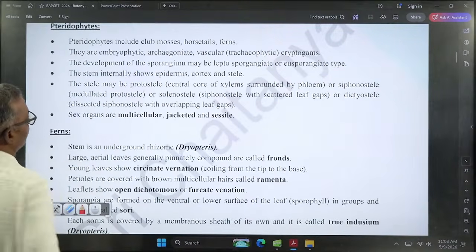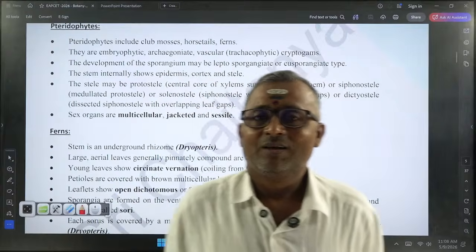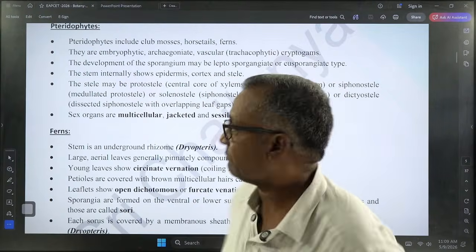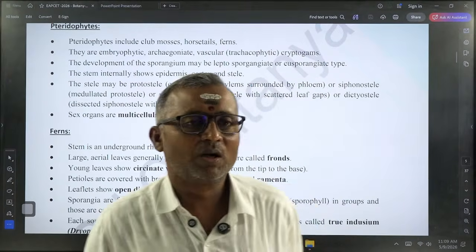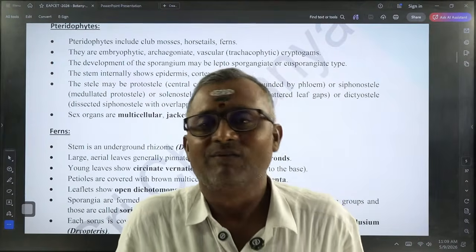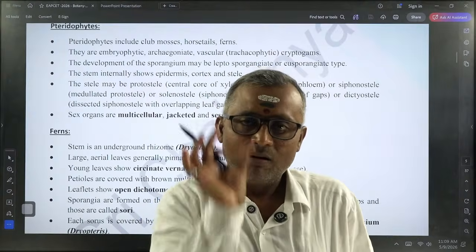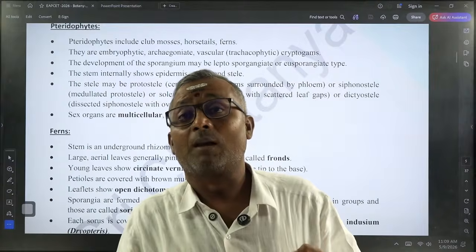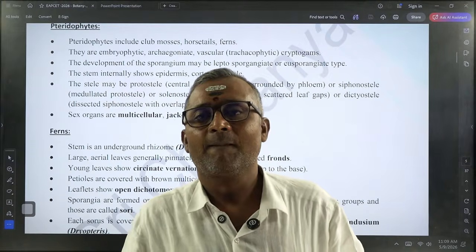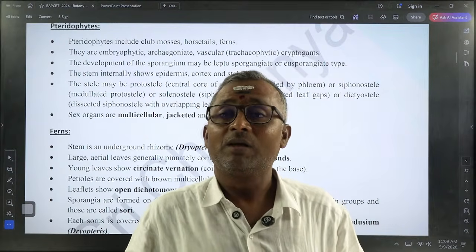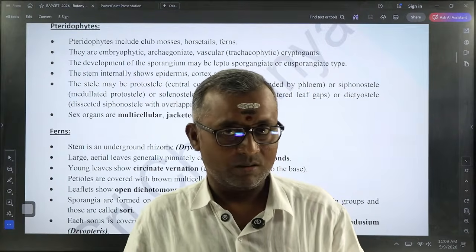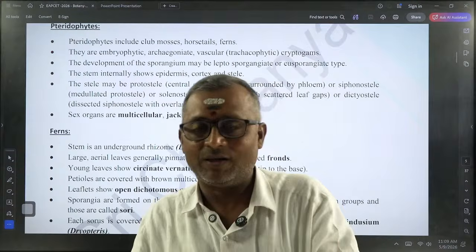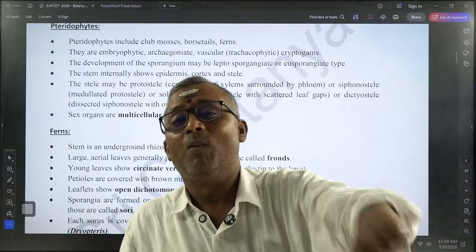Now let us go with the Pteridophytes. Here again a lot of variations are there. Particularly in Pteridophytes, there are major differences between your NCERT book and state book. Let us go one by one. In our NCERT book they mentioned only horsetails and ferns. But in the very beginning lines of your AP state book, you can see that Pteridophytes include club mosses, horsetails and ferns. Here, in addition to these two, club mosses were also included.